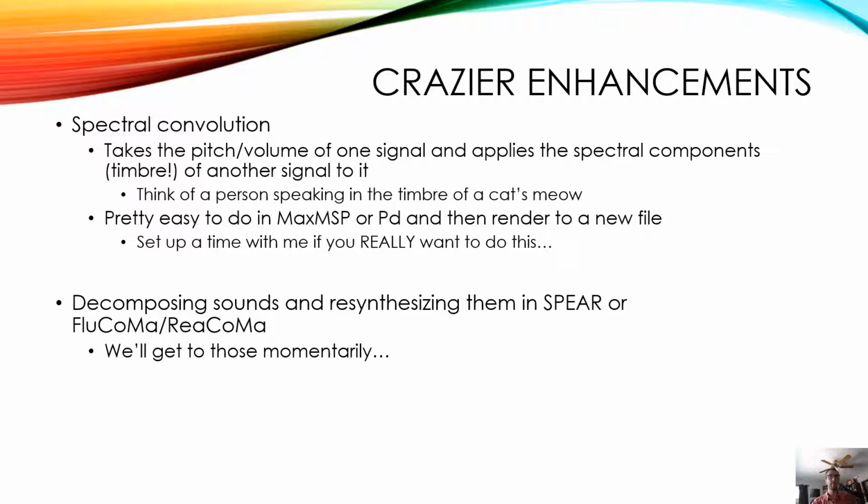Spectral convolution. This takes the pitch or volume of one signal and applies the spectral components to another. So you're taking the pitch of one thing and the timbre of another, cross-multiplying those. So think of it like creating a person that speaks in the timbre of a cat meowing. It is super easy to do in Max MSP or PD and then render this to a new file. If you want to learn how to do it, just set up a time with me and I will go over how to do it.